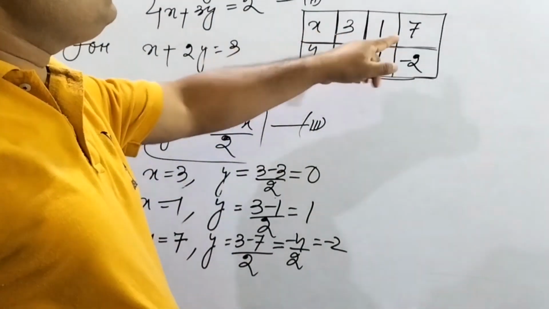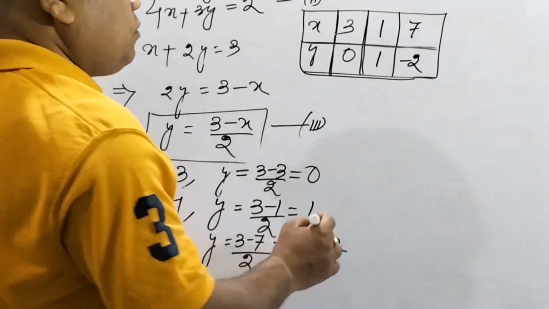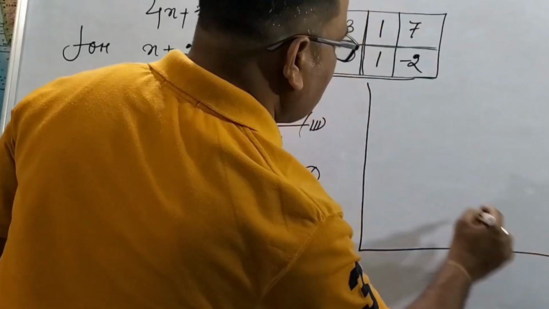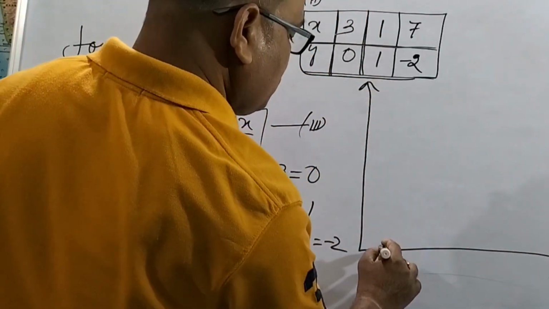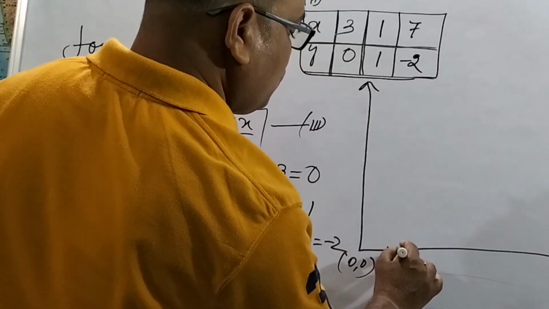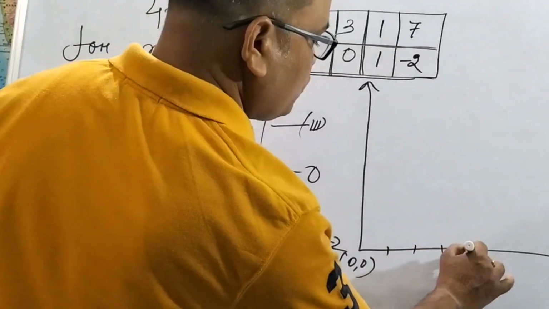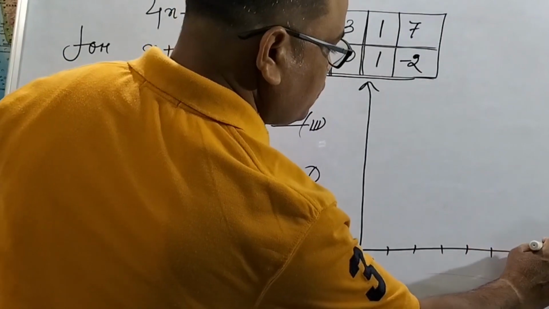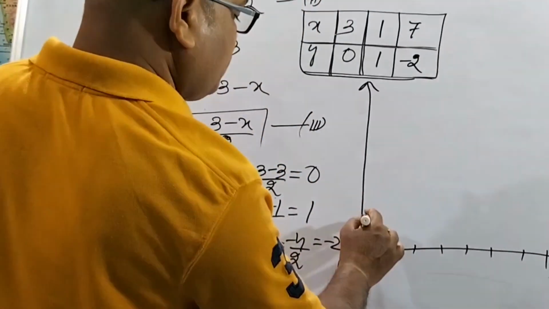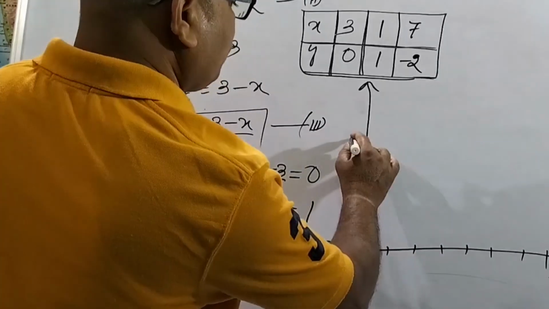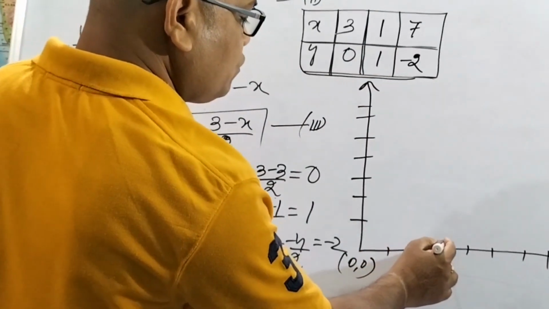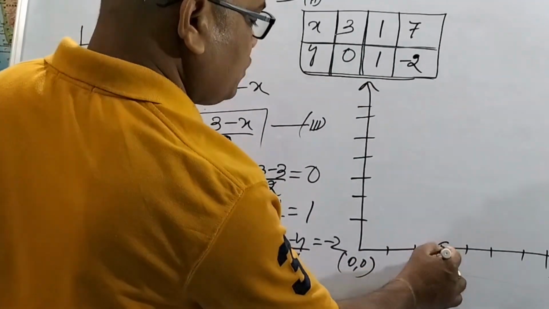3, 0, 1, 1, 7, minus 2. On the graph paper, if I draw a line on the graph paper, it will be like this. Suppose this is 0, 1, 2, 3, 4, 5, 6, 7. Minus 2 is there. First one 3, 0. This is the point 3, 0.